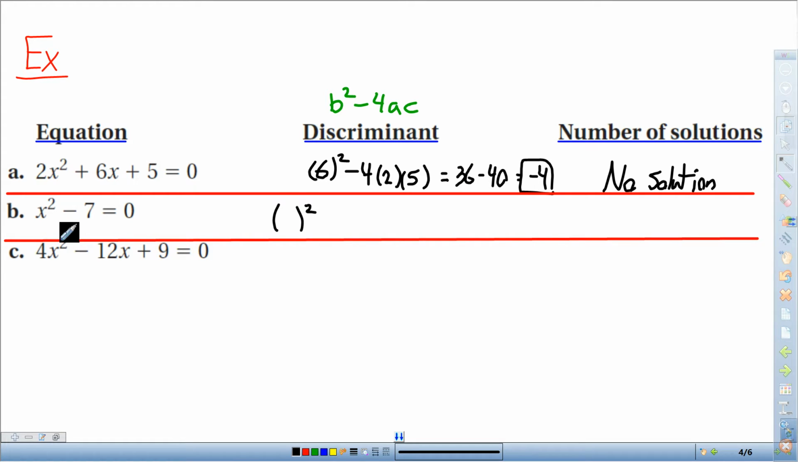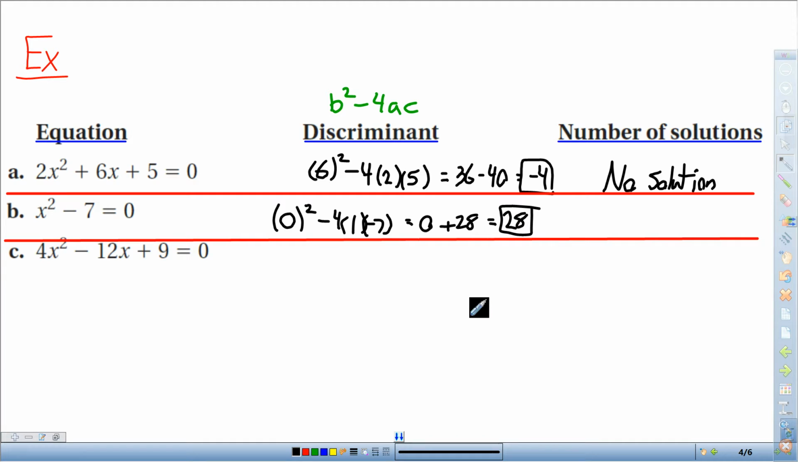Okay, so B squared. Here's the question: what is the B value of this equation? I don't see a B value, so that means it would be 0. And we saw that not too long ago. So B squared minus 4 times our A value, which is this invisible 1, times our C value, which is this number by itself, -7. Let's see what we get. 0 squared is 0, so I get 0. And then -4 times 1 times -7 gives me a positive 28. So it looks like my discriminant is 28.